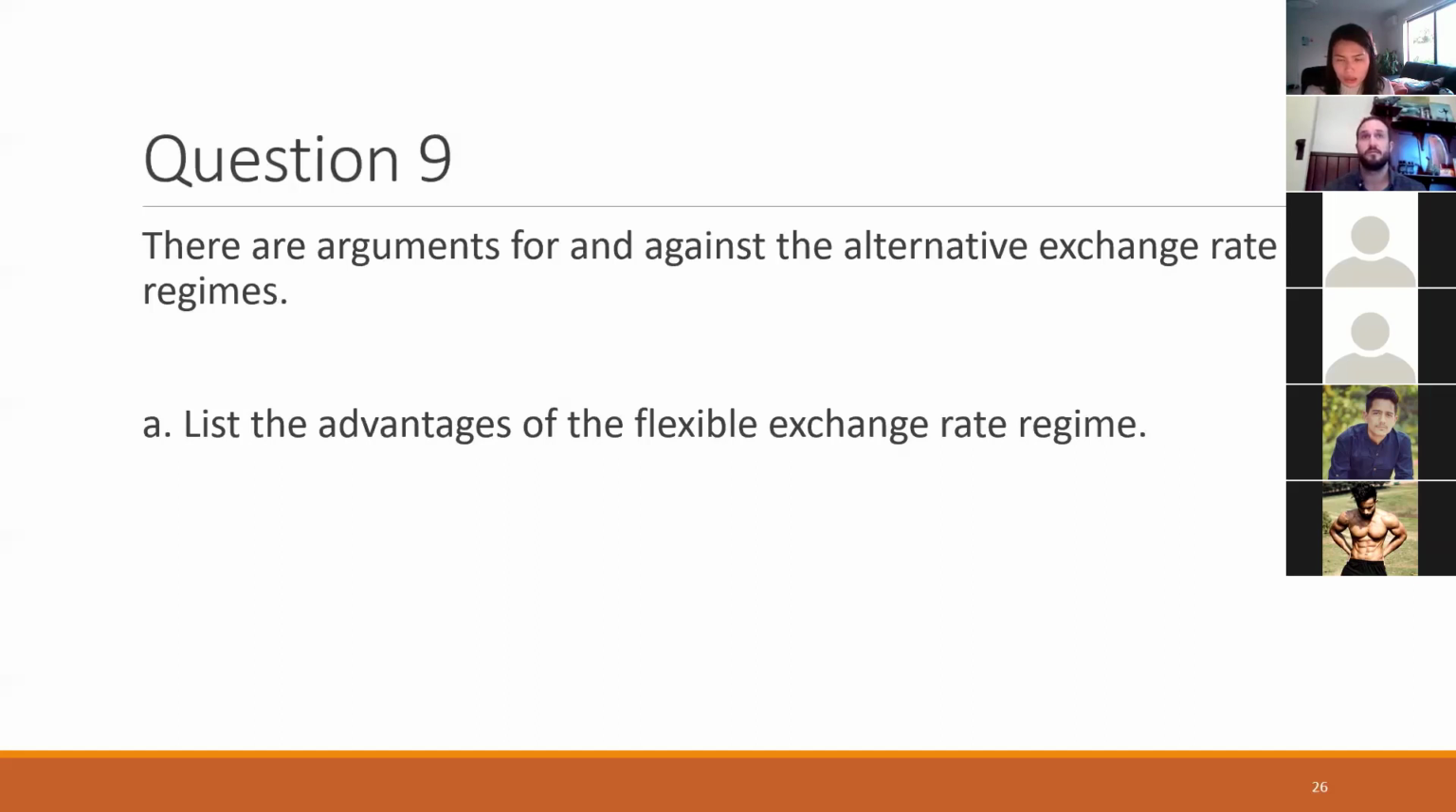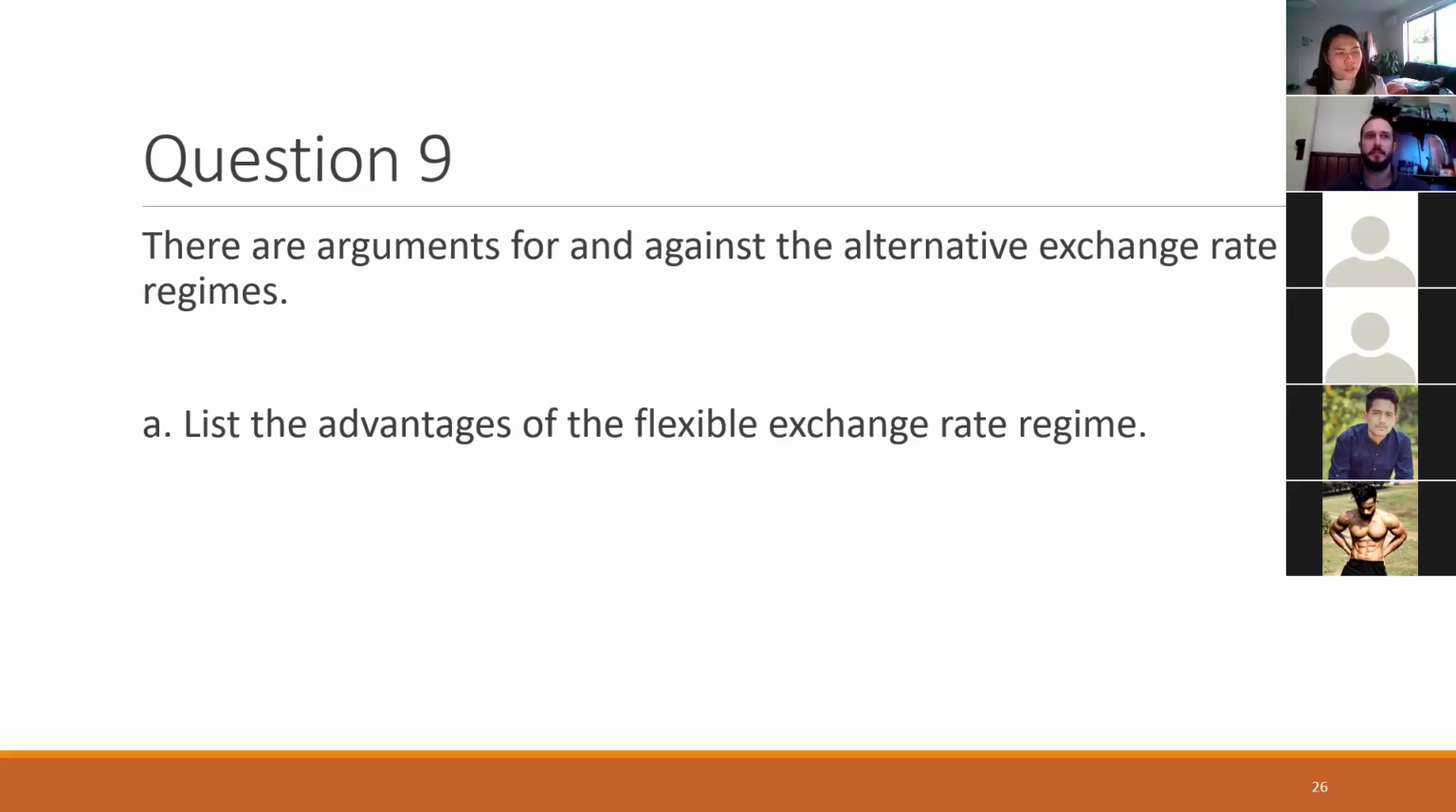So what do we think? Why would a country follow a flexible exchange rate regime? When we say flexible, it's similar to a floating exchange rate regime, okay? So we leave the market demand and supply to determine currency values. It lets countries do their own policies, I guess. They don't have to follow a certain standard.